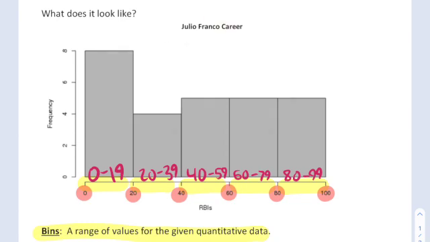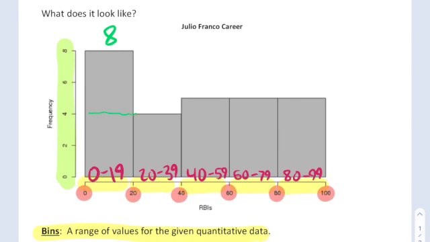Now the next component to focus on is the frequency component. This is going to tell you how many data values fall in each of those bins. So this first bar has a height of 8. That means that he had 8 seasons of somewhere between 0 and 19 RBIs. We don't know what the specific numbers are. We just know that he had 8 seasons somewhere in that range.